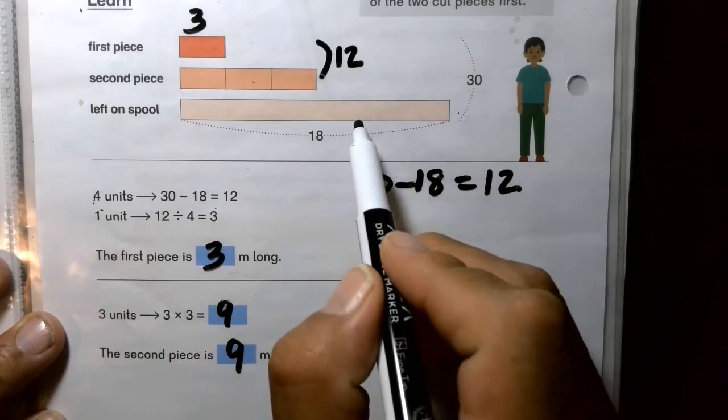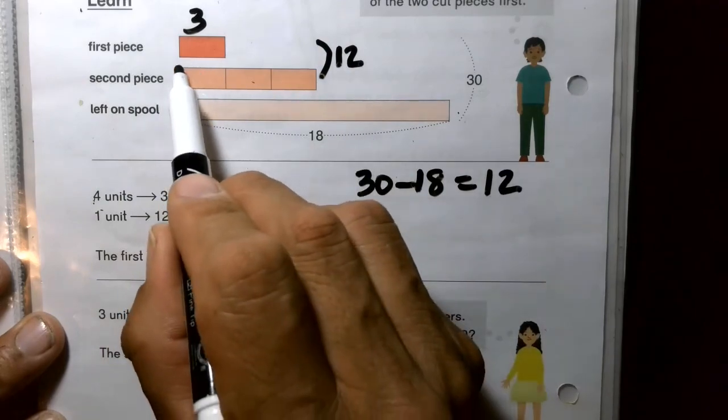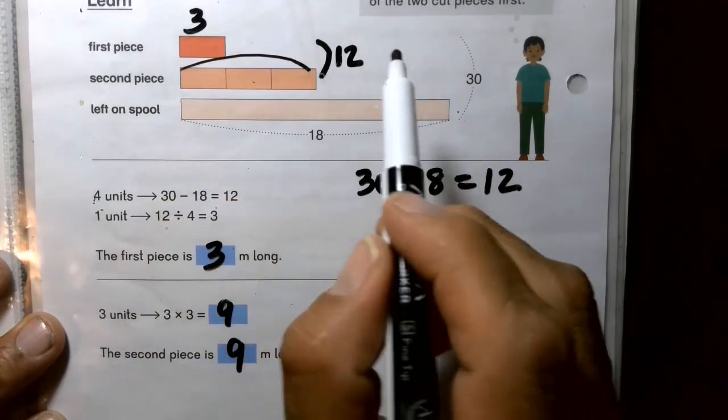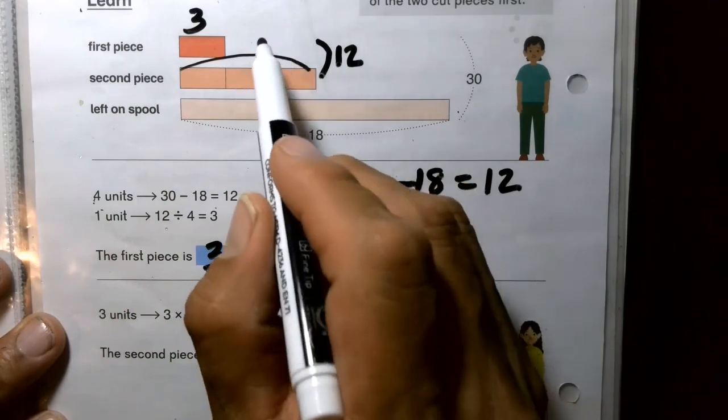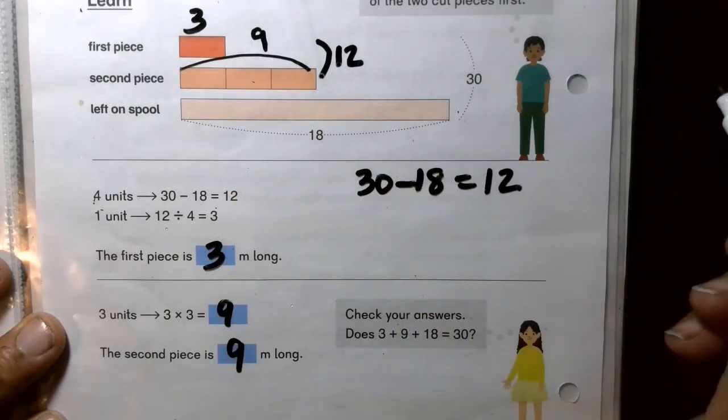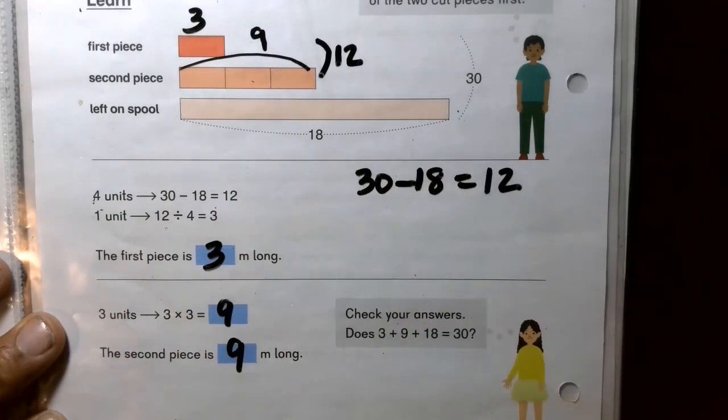So I already know what's left on the spool. My second piece, I'm going to put this little arc here. That means all together, I know that's 9. Okay, I know the first piece is 3.